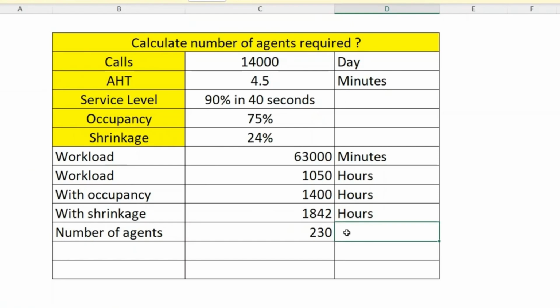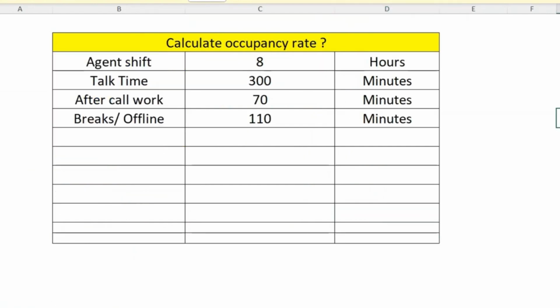So now let's talk about the second question. So this is the second question. We have to calculate occupancy rate. We have agent shift of 8 hours, talk time 300 minutes, after call work 70 minutes, break and offline 110 minutes. By that way, how we can find out the occupancy rate?